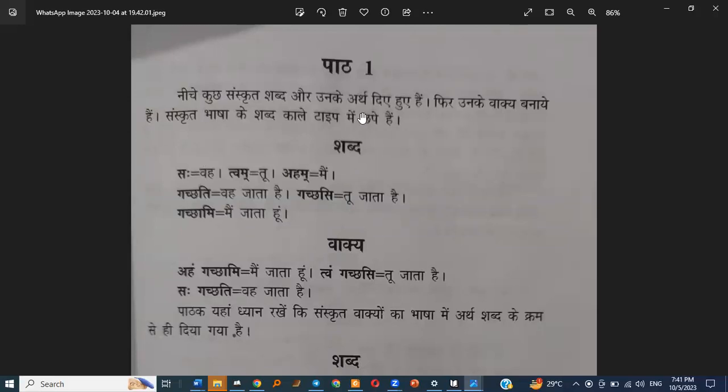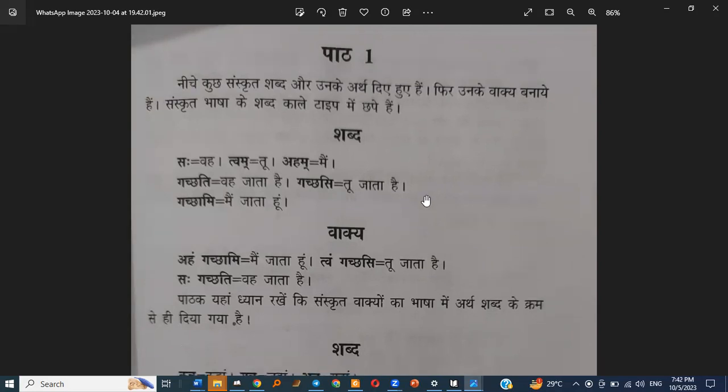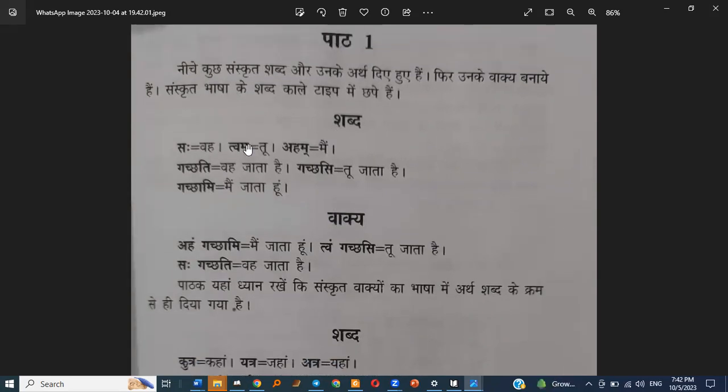So basically, this is a book in Hindi, which has like 60 such pathas. Part could be an exercise in English. It aims at letting the students gain vocabulary, from nouns, pronouns, verbs, and the different elements of Sanskrit grammar, and how we can make sentences out of them. So vocabulary and sentence formation are mainly the purpose of this exercise.